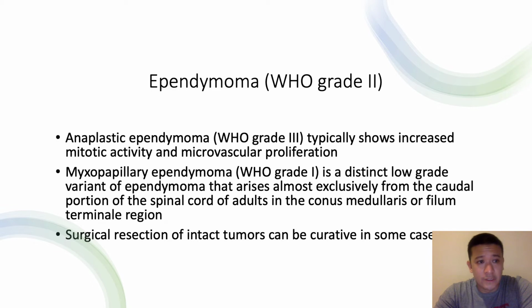Ependymomas of the spinal cord, a certain type called the myxopapillary ependymoma, is a distinct low-grade variant of ependymomas that arise almost exclusively in the conus medullaris or filum terminale. Surgical resection of intact tumors can be curative in some cases. I've experienced a couple of spinal cord myxopapillary ependymomas that were located in the filum terminale region. Their resection does provide cure.